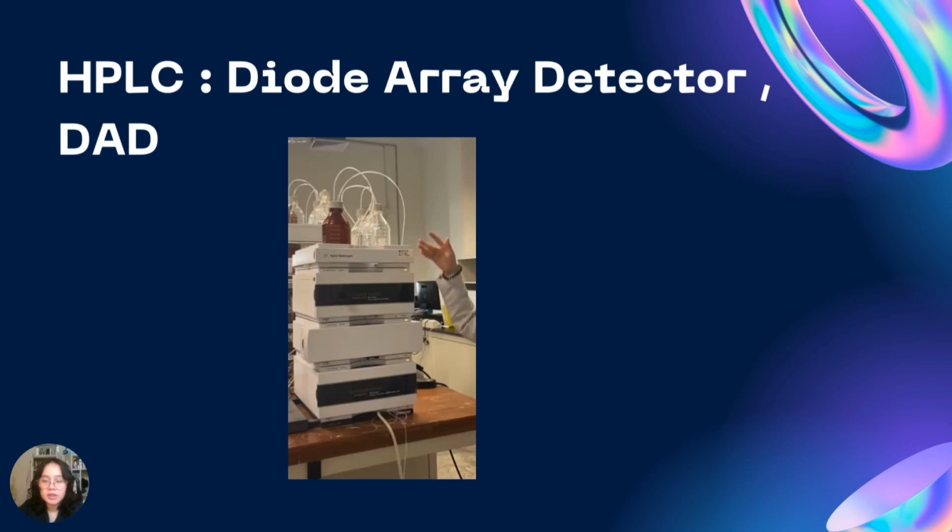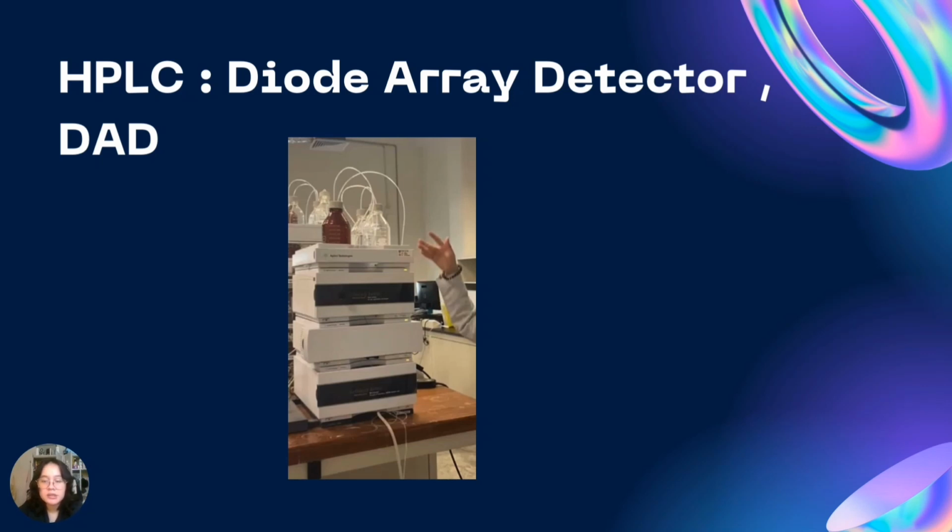DAD is a type of detector in HPLC that uses an array of diodes to measure the absorbance of light across a range of wavelengths simultaneously. This allows for increased sensitivity, flexibility, and the capability to provide a full UV spectrum for each peak in the chromatogram. The technology enables detailed characterization of analytes in complex mixtures and facilitates accurate quantification by comparing absorbance values at specific wavelengths. Using a diode array detector in HPLC involves several sequential steps.